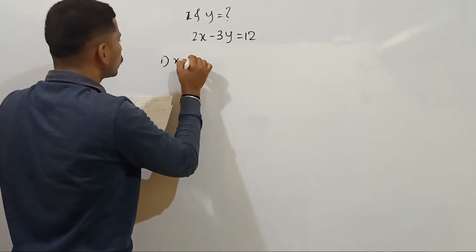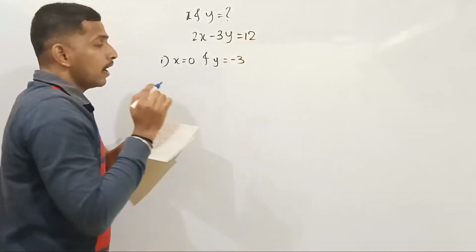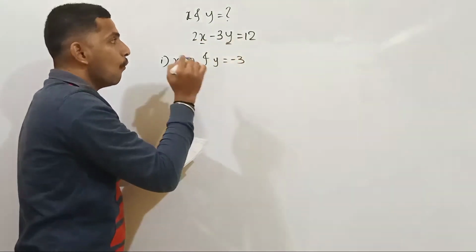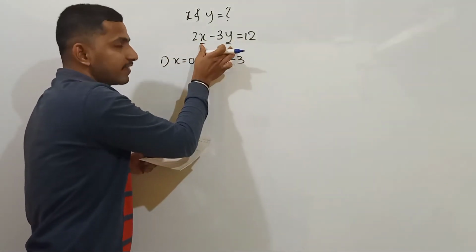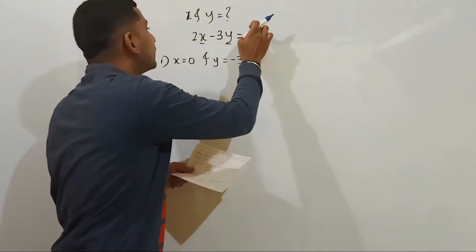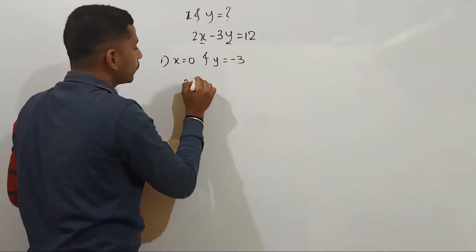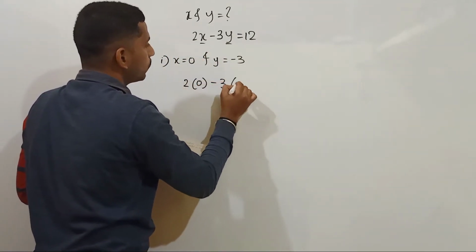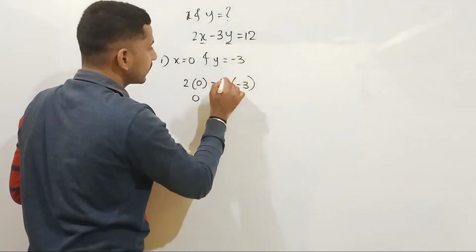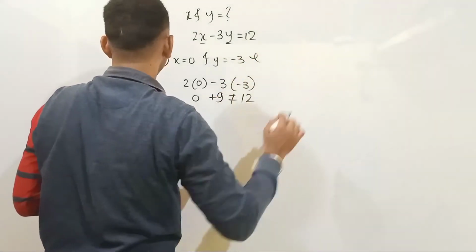When x is equal to 0 and y is equal to minus 3. See here, we have to substitute the value of x and y. When we substitute these two values in this equation, they must satisfy the whole equation. When x is equal to 0 and y is equal to minus 3: 2 into 0 is 0, minus into minus is plus, 3 3s are 9. This is not equal to 12. It means the first option is wrong.